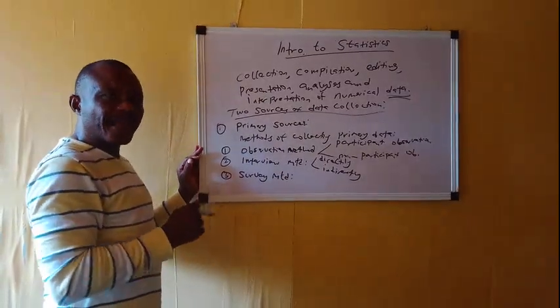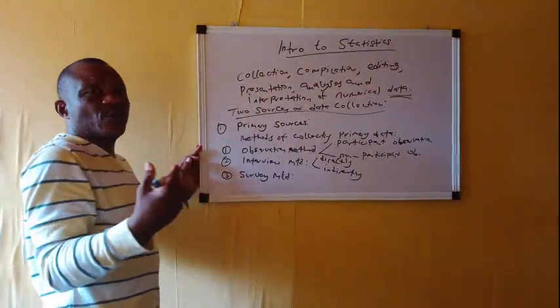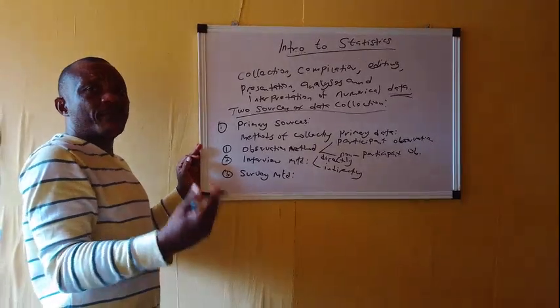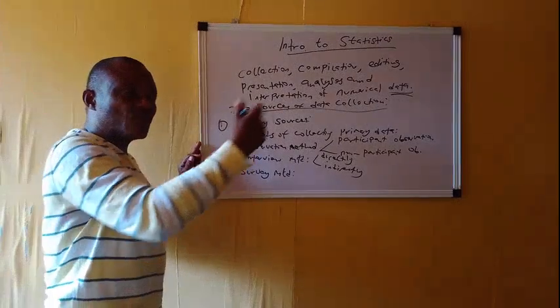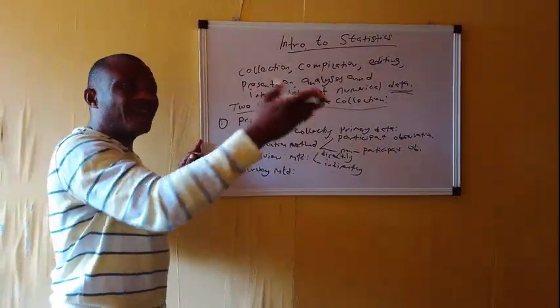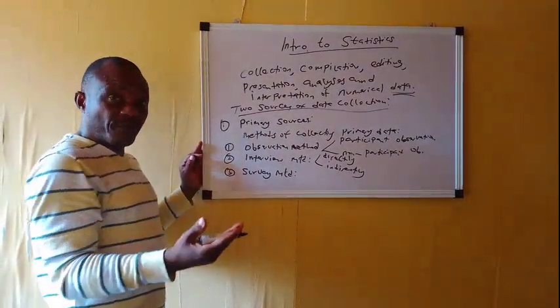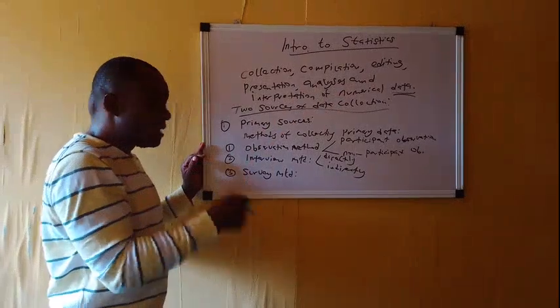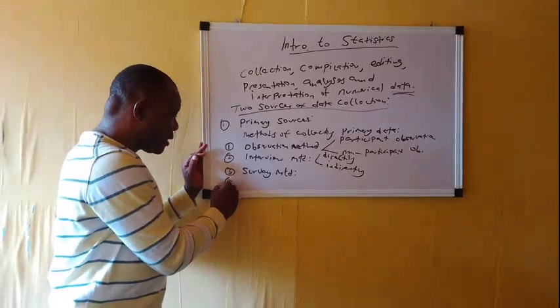A researcher can decide to do a survey. For instance, if you want to study the hike in prices of commodities, a researcher can decide to go to the market and begin to find out the prices of various commodities, and so on and so forth. He goes to the field and gets whatever he wants. We can also use the questionnaire.